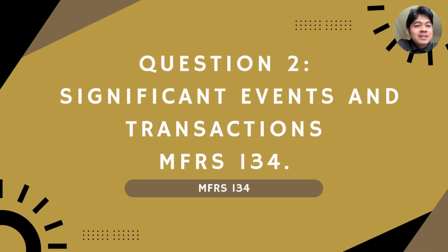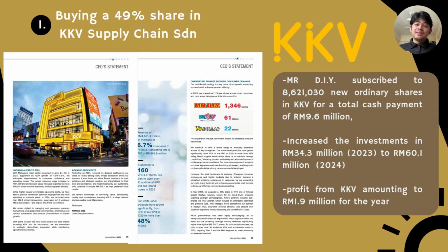Next, I will explain question 2, the significant events and transactions that caused changes to the financial reporting. The first transaction is the acquisition of a 49% stake in KKB Supply Chain Sdn Bhd. On 21 May 2034, Mr. DIY subscribed 8.6 million new ordinary shares in KKB for a total cash payment of 9.6 million. This gave the company 49% ownership in KKB, which is a wholesale lifestyle retailer.